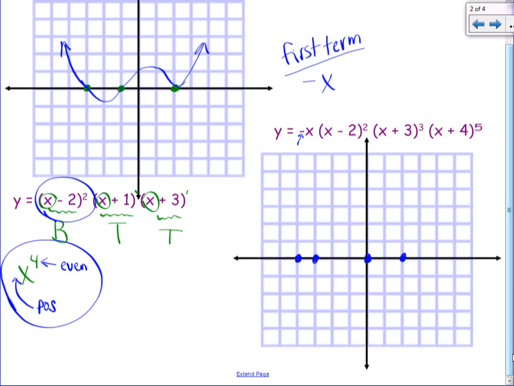We're getting closer. I think I heard somebody say it. 11. Where are we getting 11? What's right here? There's a 1. And then we add 2, and then we add 3, and then we add 5. So you add all of those up. Your first term would be negative x to the 11th.